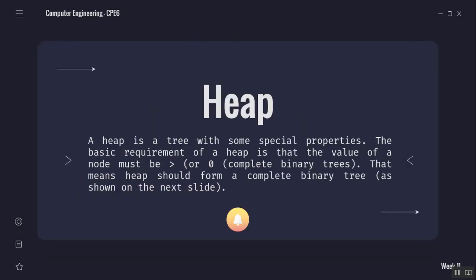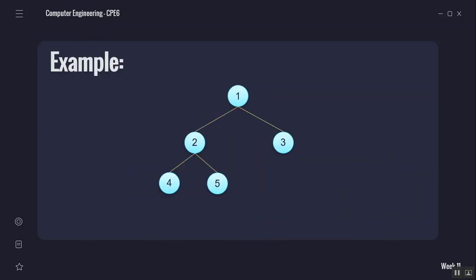So first, let us define what a heap is. A heap is a tree with some special properties. The basic requirement of a heap is that it is a complete binary tree. That means a heap should form a complete binary tree as shown on the next slide. All heaps are complete binary trees. As you can see here, we have the first node, and then we have to fill the left subtree first before going to the right subtree.